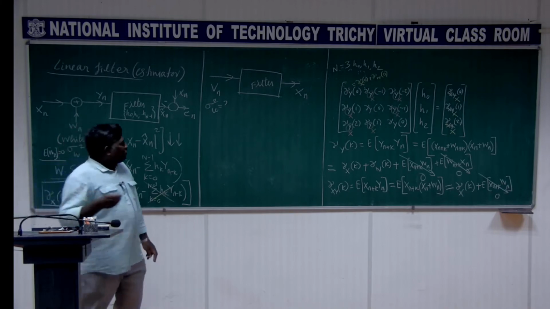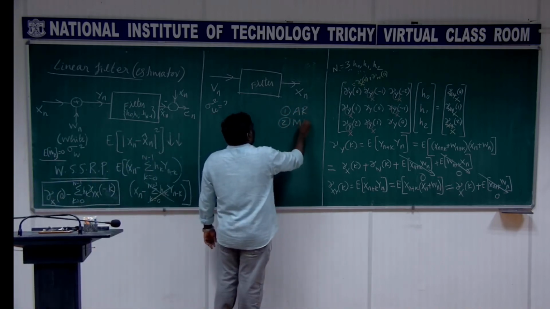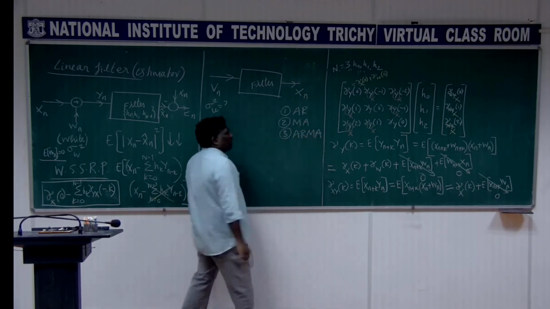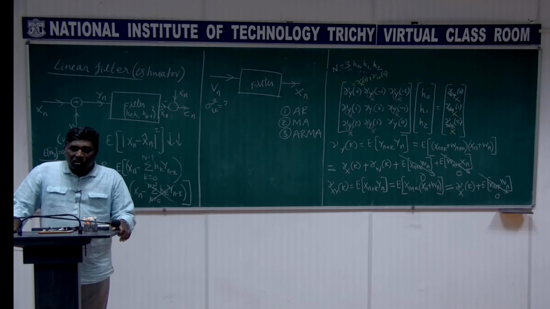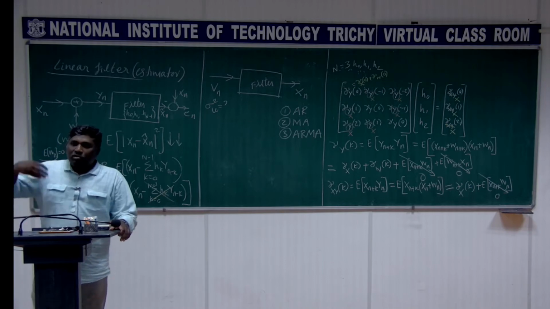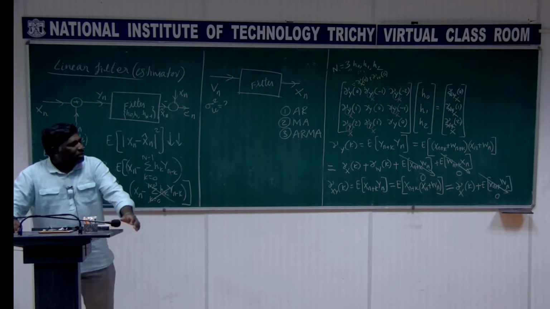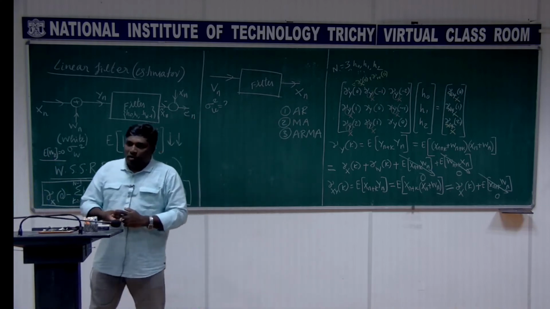One is the AR model, and MA, and another one is ARMA. AR means autoregressive model, MA means moving average, and ARMA is autoregressive moving average, right? If it is all pole, it is AR. If it is only zeros, MA, moving average. And if I have both zeros as well as poles, we call it ARMA. We have the model depending upon how we choose this filter for this production of the signal. We have these three different models, right?